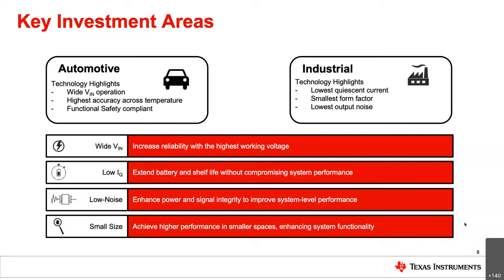In these market segments, we typically focus on these 4 attributes. Wide input voltage, as I mentioned earlier, increases reliability with the highest working voltage. So in terms of automotive, it's really to make sure we can survive those high input voltage transients. And for industrial, it is to make sure we can be used off of typical voltage rails such as 12 volts or 24 volts. Low quiescent current, extending battery and shelf life; low noise, enhancing power and signal integrity; and small size, higher performance in a smaller space.